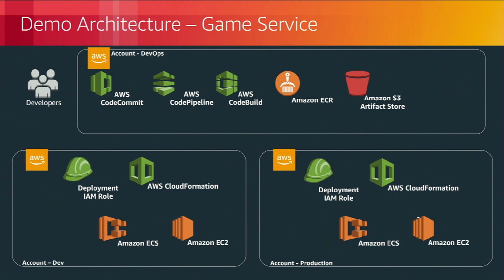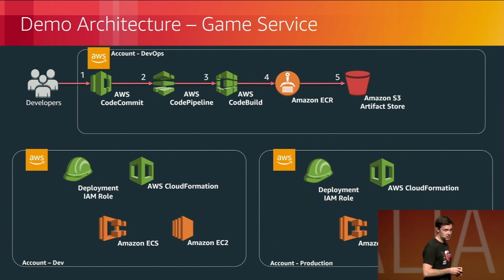For the game service itself, the way that this works is a developer will check in the code to CodeCommit, and then that will get picked up by CodePipeline. CodePipeline will then trigger CodeBuild as the next stage. CodeBuild will build the Docker container based on the new code that you've checked in, and it will store that container in our Elastic Container Registry. I know that we've had a few Docker sessions today, different container sessions, so I'm sure this has come up. It uses S3 to store the build artifact, the Docker container.